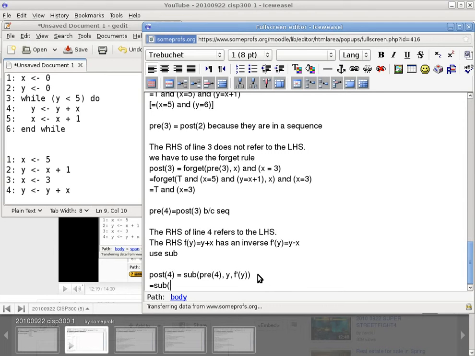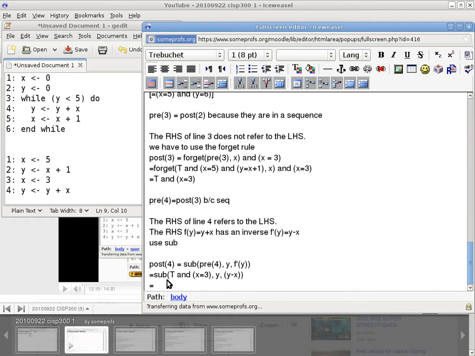So the whole thing now becomes the substitution of pre 4, and pre 4 in our case is this mess here. So we just stash the whole thing here and say that we are substituting y with f prime of y, and f prime of y is y minus x, just like that. Can someone tell me what is the result of the substitution? Is there anything to substitute? Does pre 4 mention anything about y, at least the way I do it here?